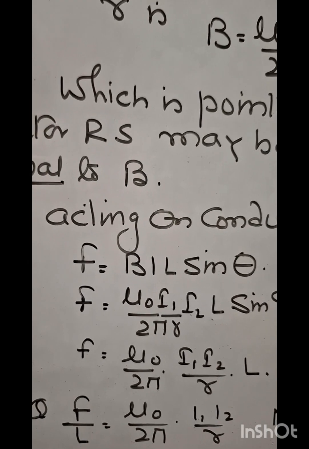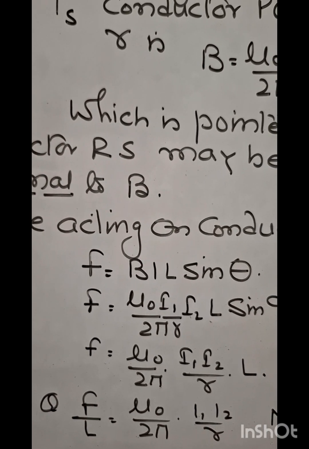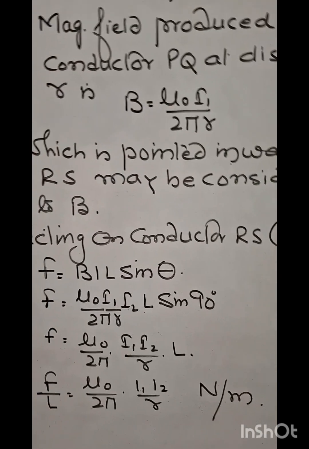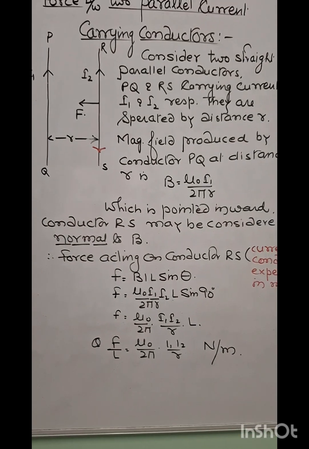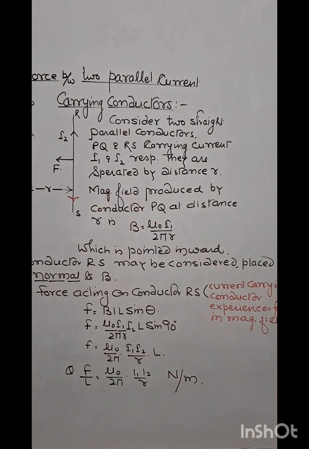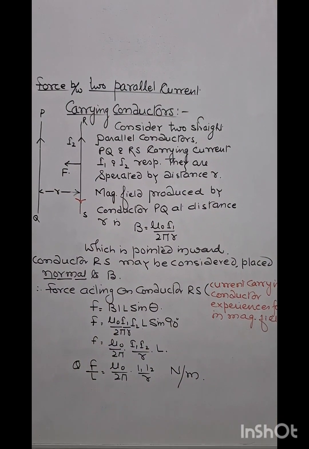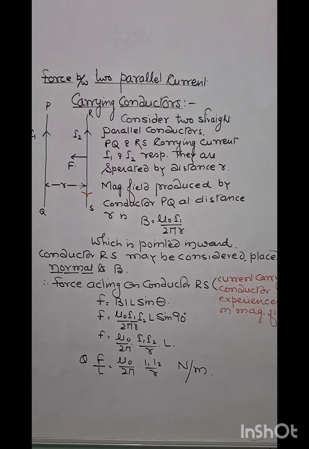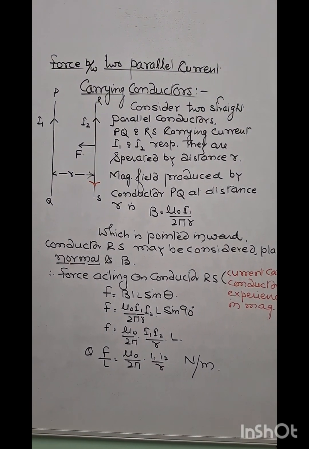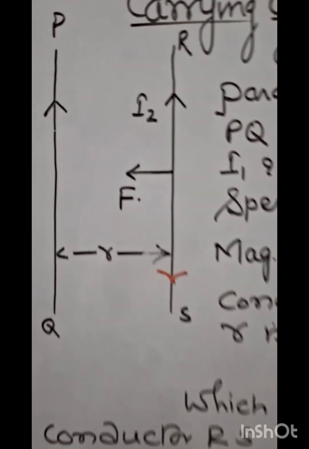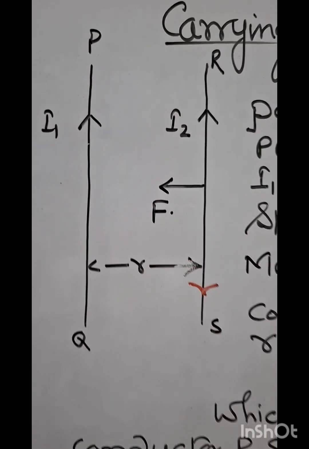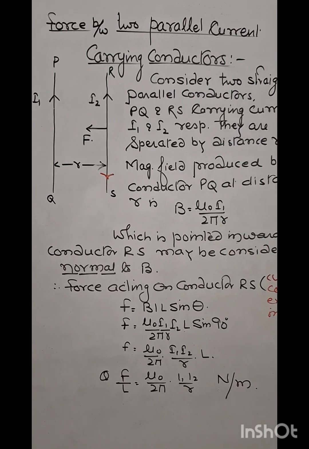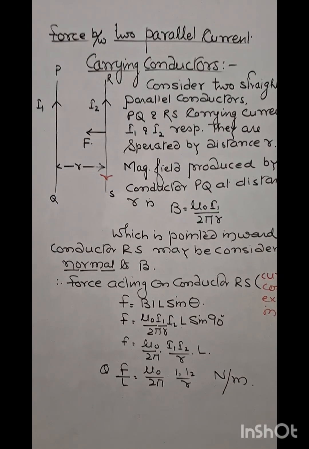Or we can say F upon L is equal to mu naught upon 2 pi, I1 I2 upon R, Newton per meter. So this is the expression for force acting between two parallel current carrying conductors. Students, if the current is going in the same direction as shown in the figure, the force will be of attraction, and if the current is going in the opposite direction, then the force will be of repulsion.